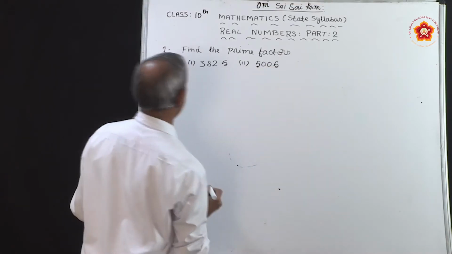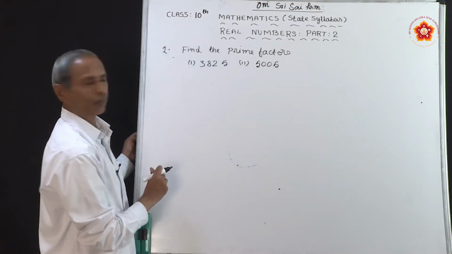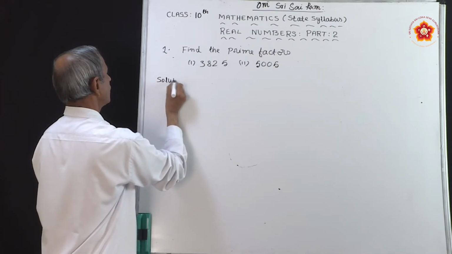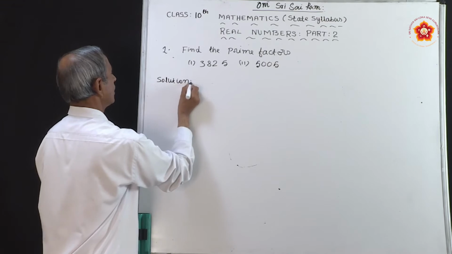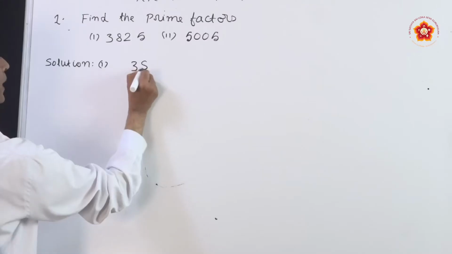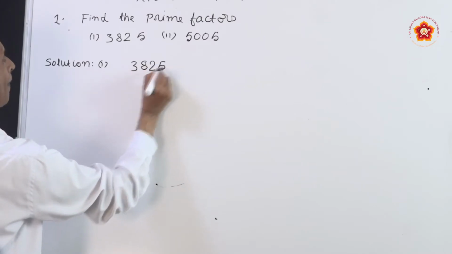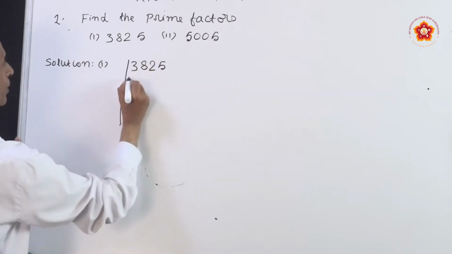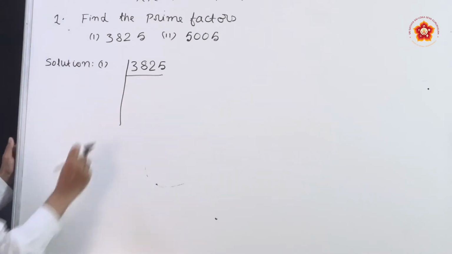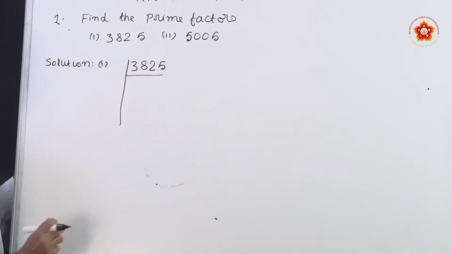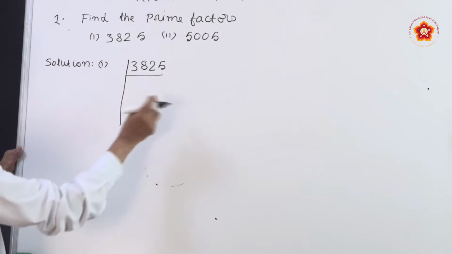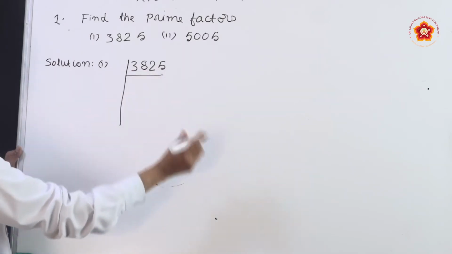Now, let us find the prime factors of 3825. The solution for the first problem. For the first one, the given number is 3825. Now, observe the unit place, 5 is there, therefore, it is an odd number. So, we cannot divide by 2. So, let us take the next prime number, 3. Now, you have to check whether it is divisible by 3 or not.